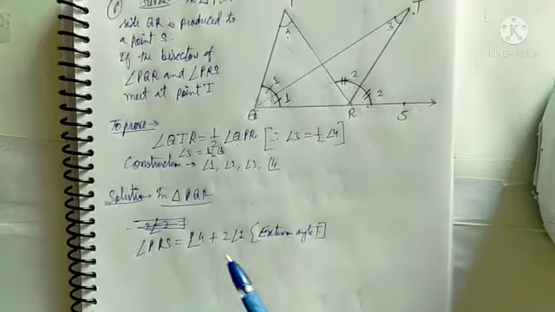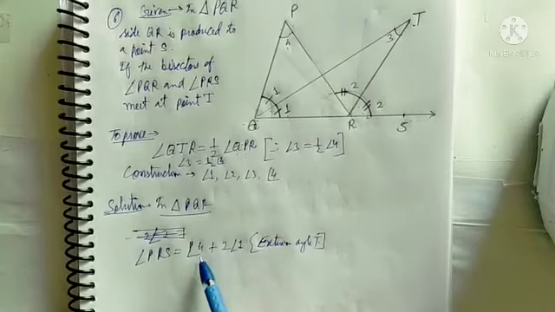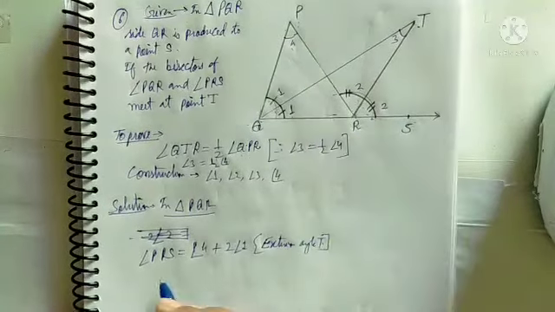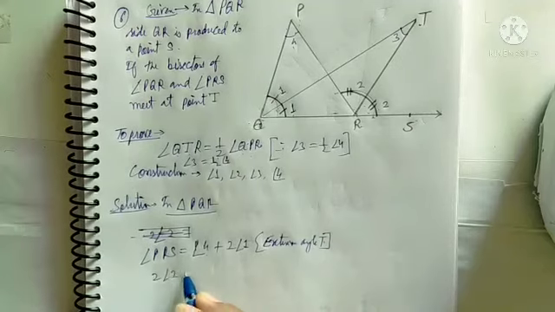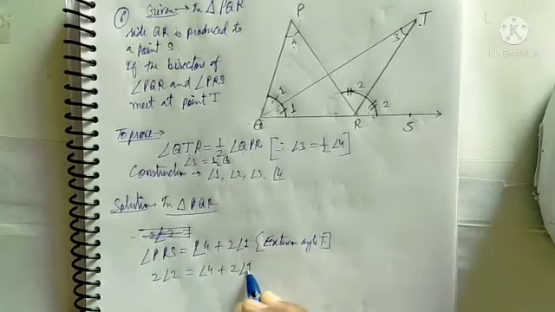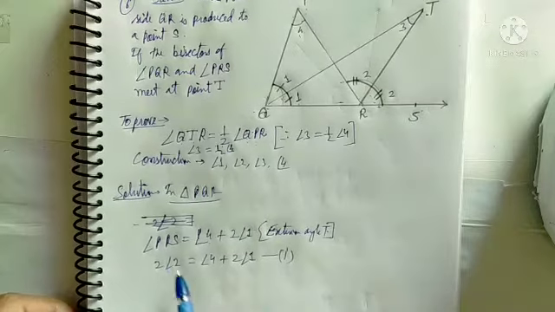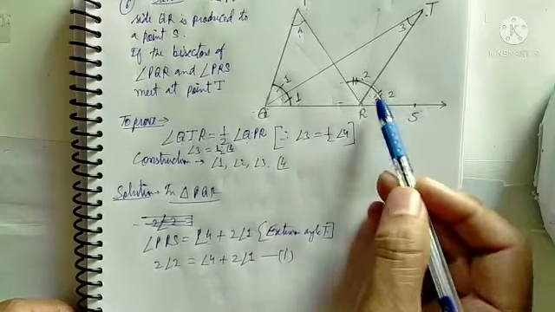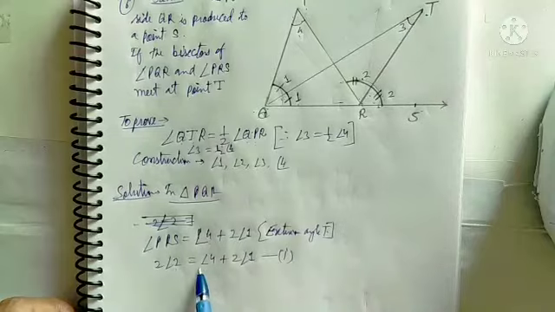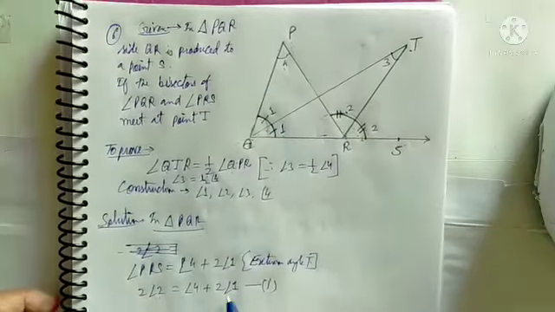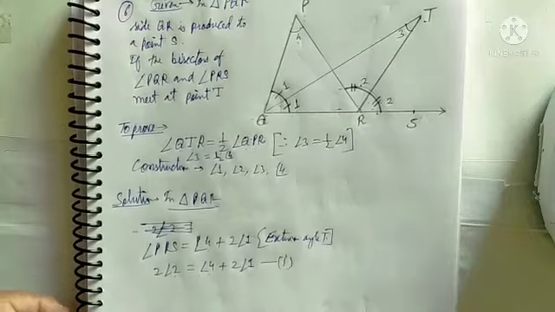Angle PRS equals angle 4 plus angle PRS. Where is angle PRS? Angle PRS means twice of angle 2. So twice of angle 2 is equal to angle 4 plus twice of angle 1. This is equation 1. Try to understand this topic. I have taken PRS as angle 2 plus angle 2. It means twice of angle 2 is equal to angle 4 plus angle 1 plus angle 1, that is twice of angle 1. This is equation 1.